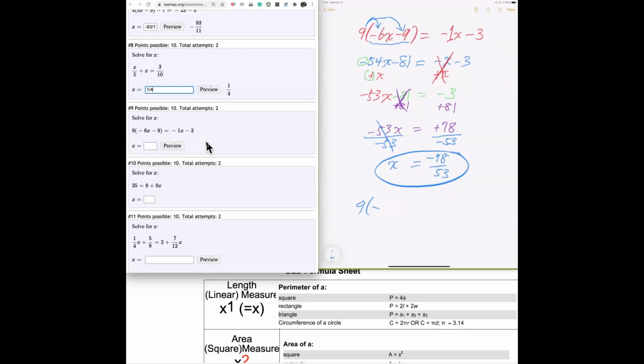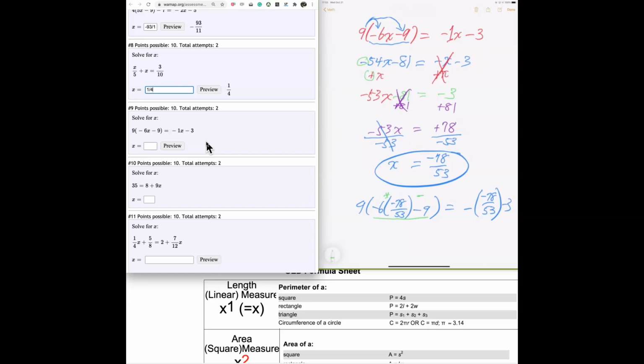9 times negative 6 times negative 78 53rds minus 9 is equal to negative, now this is negative 78 53rds. So that's going to go positive, right? Minus 3. And let's just try this. We can do proper PEMDAS now, working within the parentheses. So we have two operations, multiplication not written and subtraction, which is written.